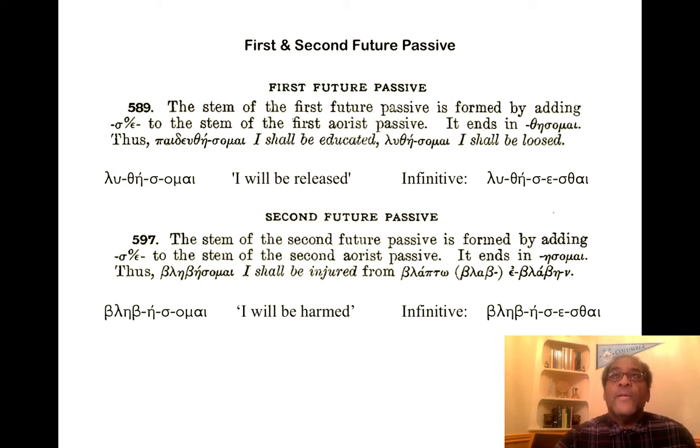Okay, so it'd be very important to be aware of the principal parts and the way the vowels change amid the principal parts. So for instance, here with blopto, we go from eblaben, with the alpha in the second aorist passive, to blebe somai with the eta in the second future passive. So you see the importance of being aware of your principal parts.